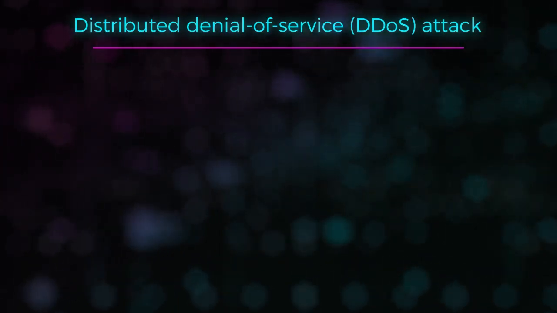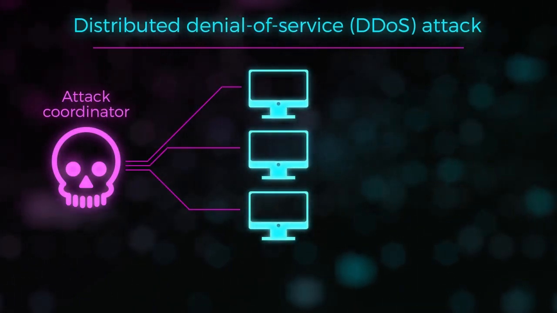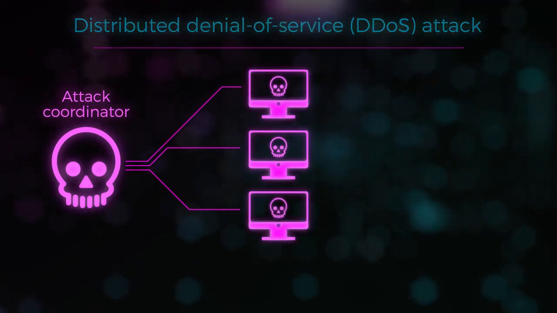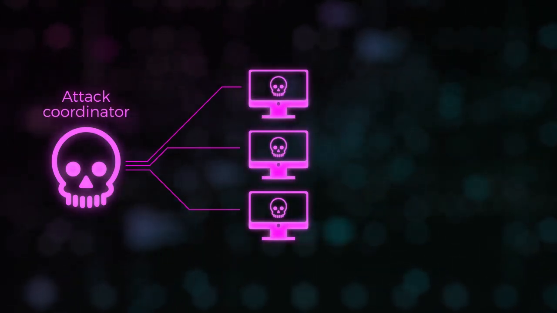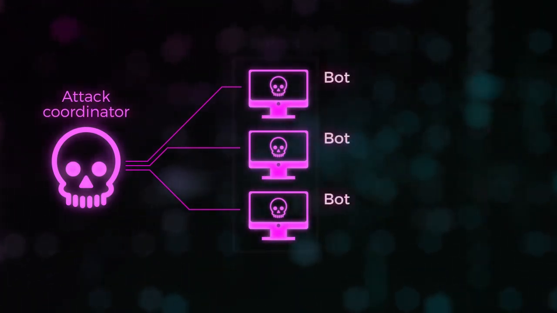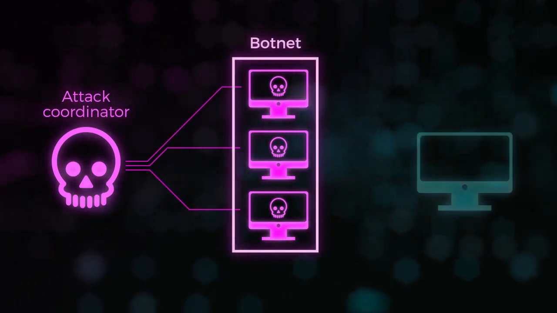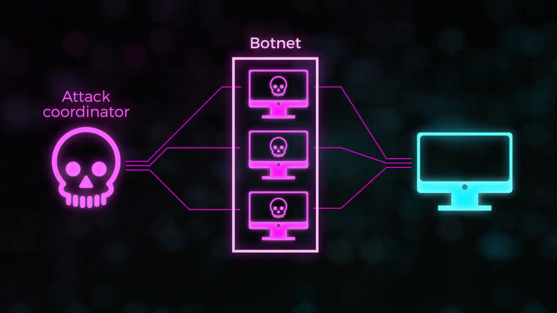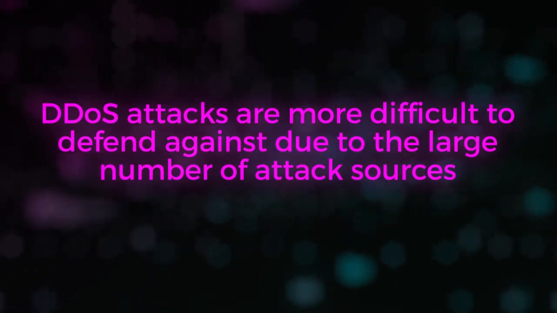In a DDoS attack, the attack coordinator first launches attacks against many computers and devices. Each time an attack is successful, the attacker places malware on the compromised computer or device that turns the victim into a remote attacker. Each compromised computer is called a bot, and the collection of bots is called a botnet. The attacker controls the botnet and tells it when to attack and where to focus that attack. To the victim, a DDoS attack is a coordinated attack that originates from thousands of attackers. DDoS attacks are more difficult to defend against due to the large number of attack sources.